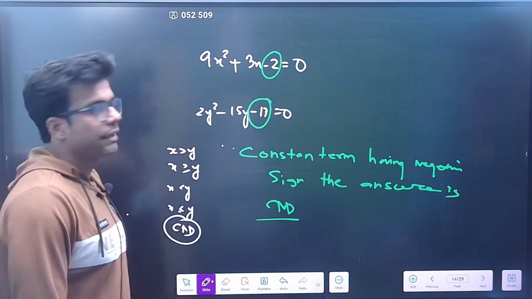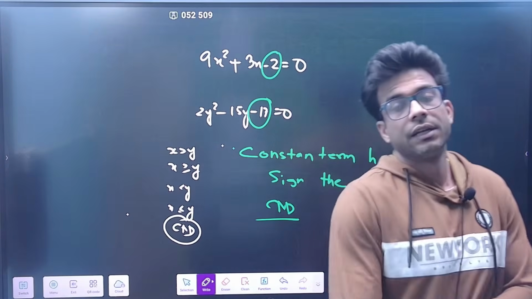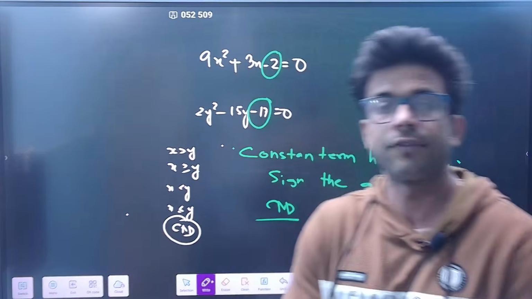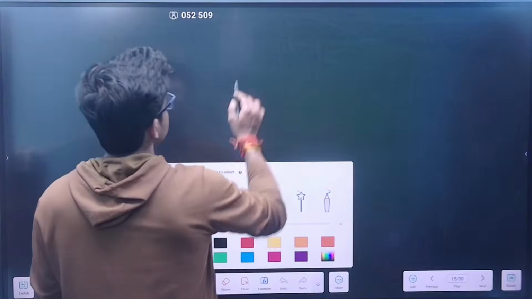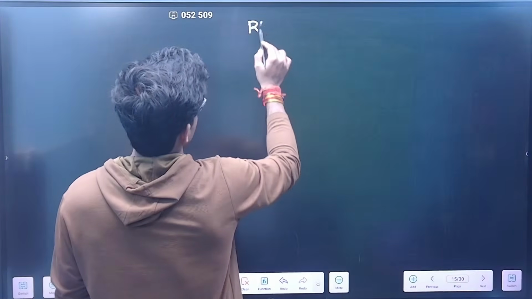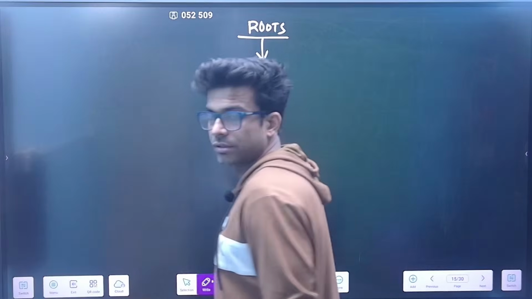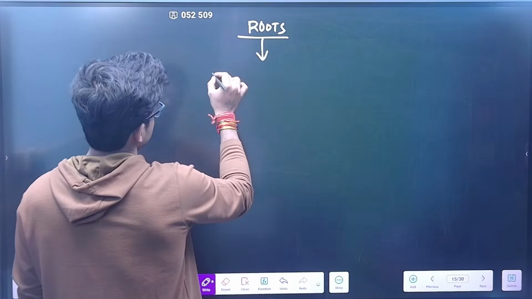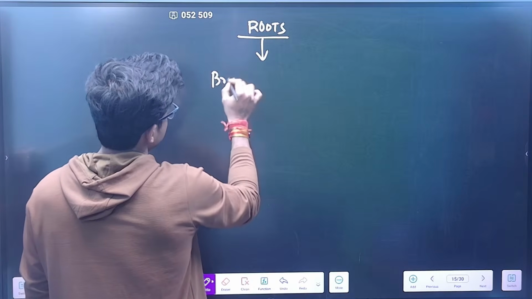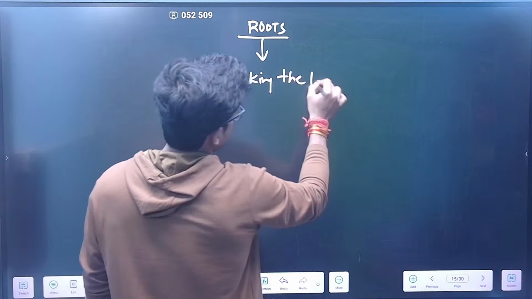So again, there are two kinds of quadratic equation. First is the sign method, which we did. Now we are focusing on the factor breaking method, or you can say factors method. Another way of finding the roots, if roots are given, then you can find out the roots by factorization, breaking the factorization.